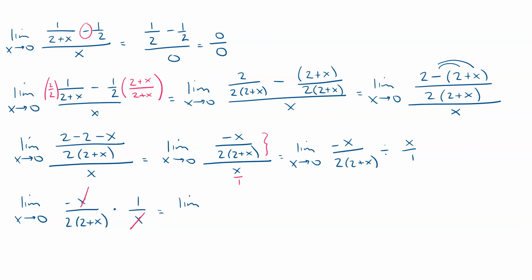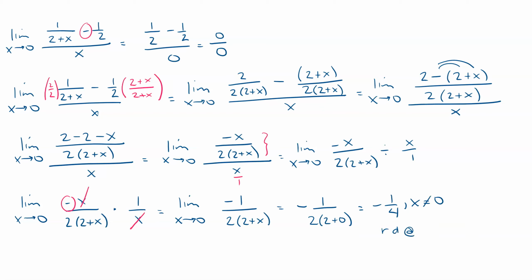So rewriting the limit, I get the limit as x goes to 0. Don't lose this little negative here. That's a common problem. And I can go ahead and resubstitute. I get negative 1 over 2 times 2 plus 0. That's negative 1/4, where x can't be 0, and there's a removable discontinuity at 0, negative 1/4.